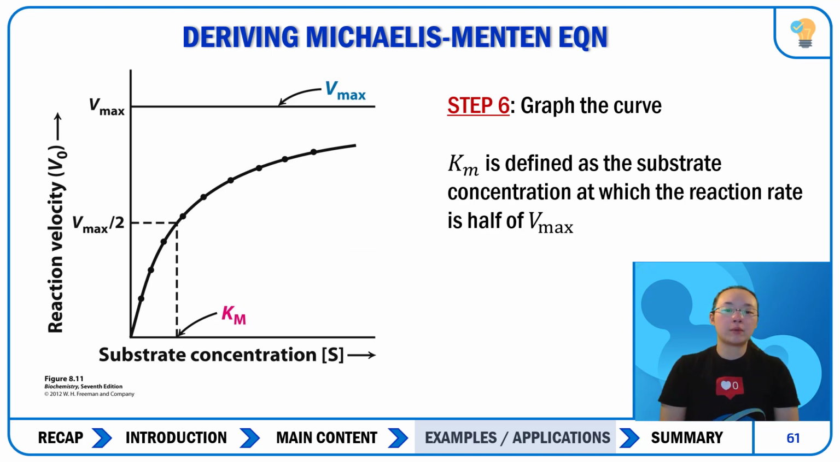So the last step was trying to graph this. So step 6, we wanted to graph the curve. Km is defined as the substrate concentration at which the reaction rate is half of the maximum velocity. So Km is the concentration at which 1/2 Vmax is reached, whereas Vmax is all the way over here. So if you were ever asked to define the Michaelis constant conceptually, that would be how you would define it with the help of a graph.